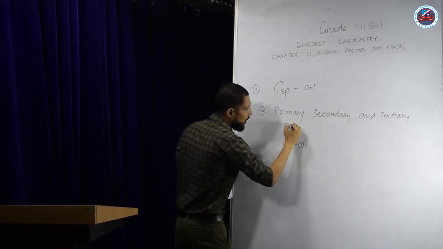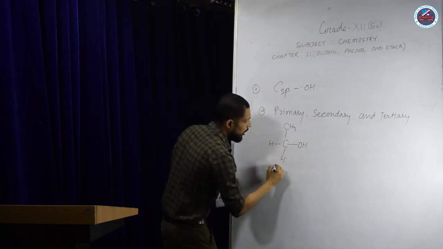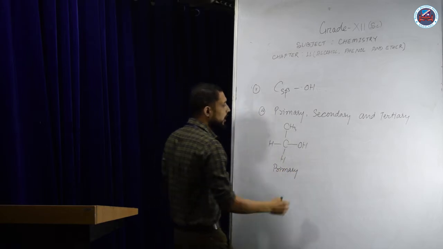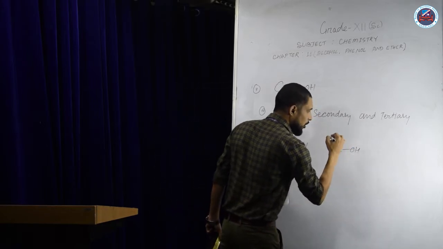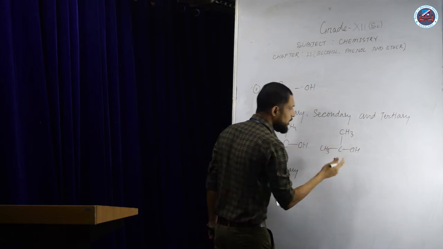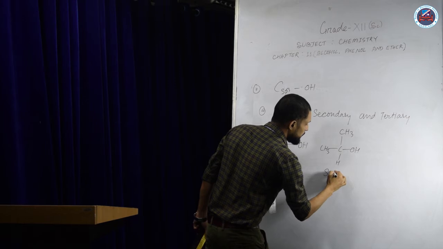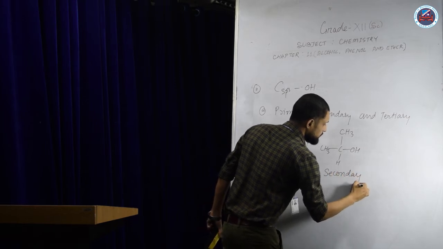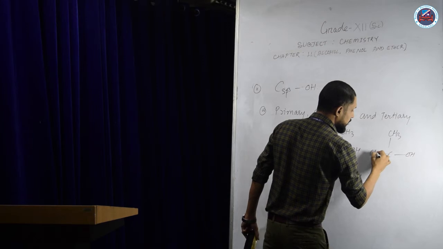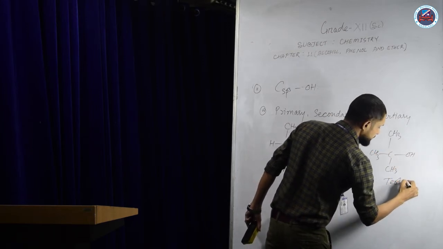So here in this compound, CH3CH2CH2OH, this is an example of primary alcohol. If you have C-OH bond where the carbon is attached to two alkyl group, or say is bonded to two carbon atom, it is known as secondary. And if it is attached to three alkyl group, that is bonded to three carbon atom, it is known as tertiary.